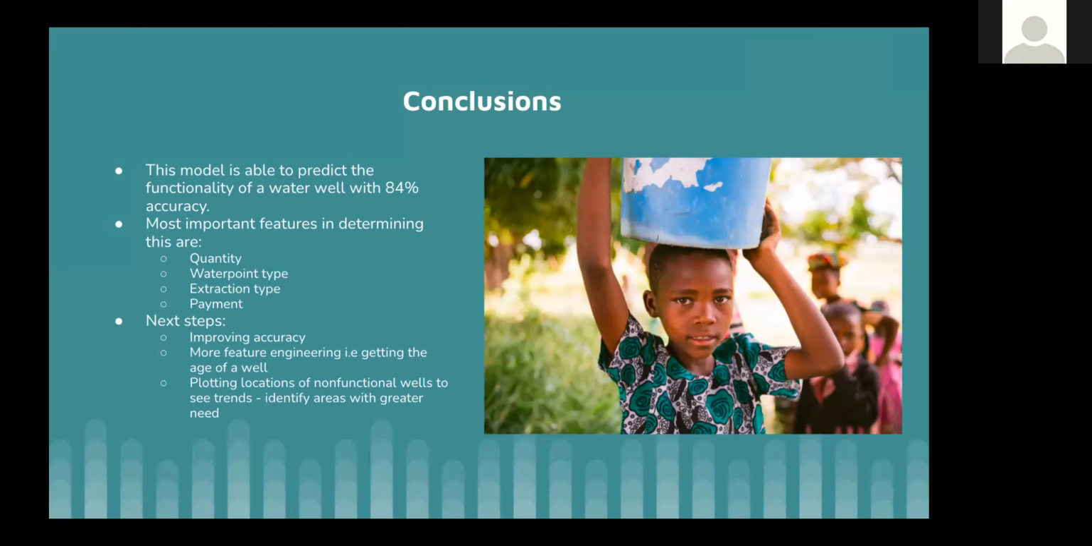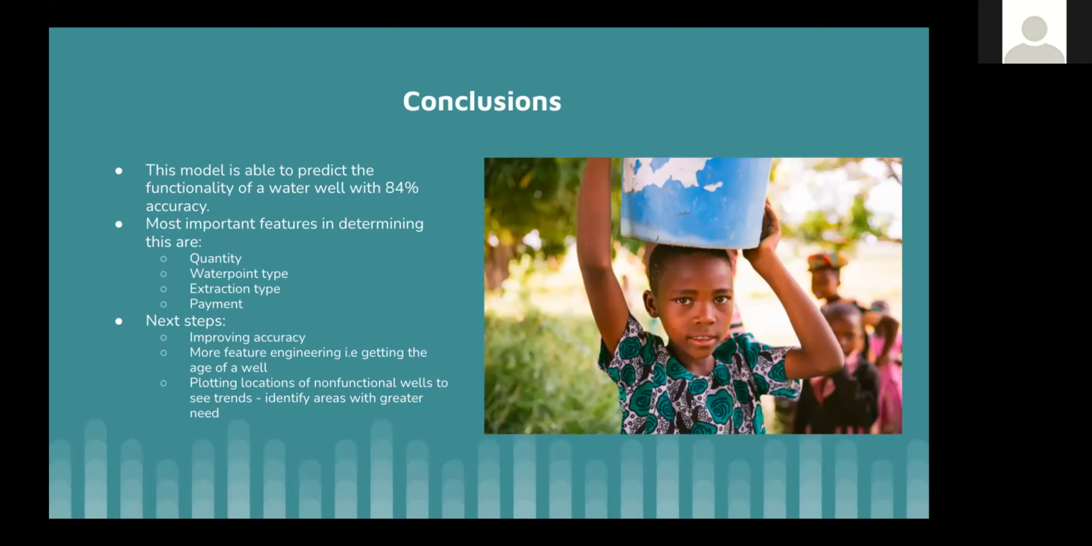The most important features were quantity, whether the well was dry or insufficient or enough, the water point type, which is like if it's a communal standpipe, a hand pump or a spring, the extraction type, and if payment was required.